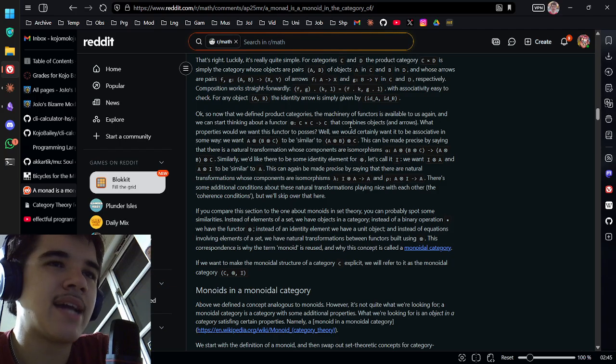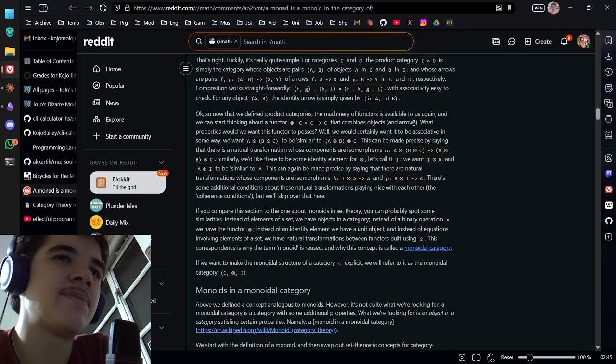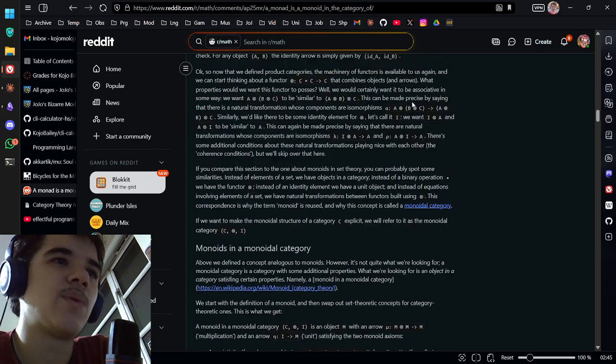That combines objects and arrows. What properties would we want this function to possess? Well, we would certainly want it to be associative in some way. We want A cross B cross C to be similar, but not equal. This can be made precise by saying that there is a natural transformation whose components are isomorphisms. So you have alpha, which is some mapping of this to this.